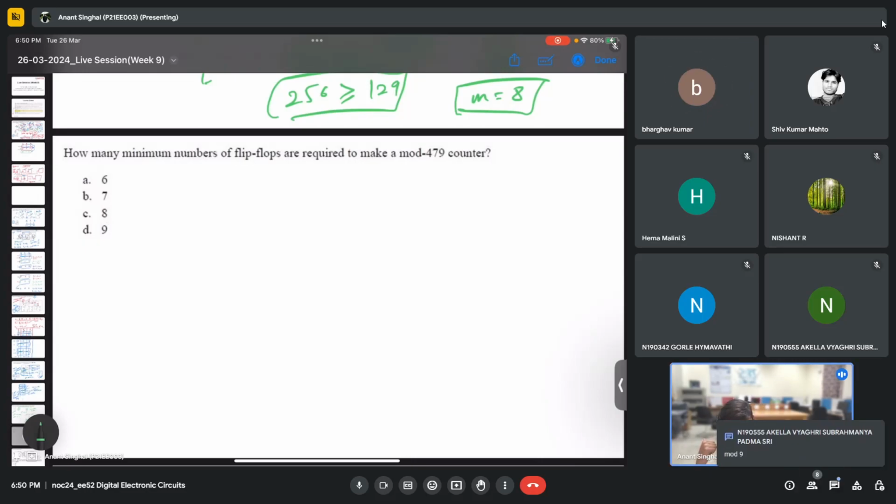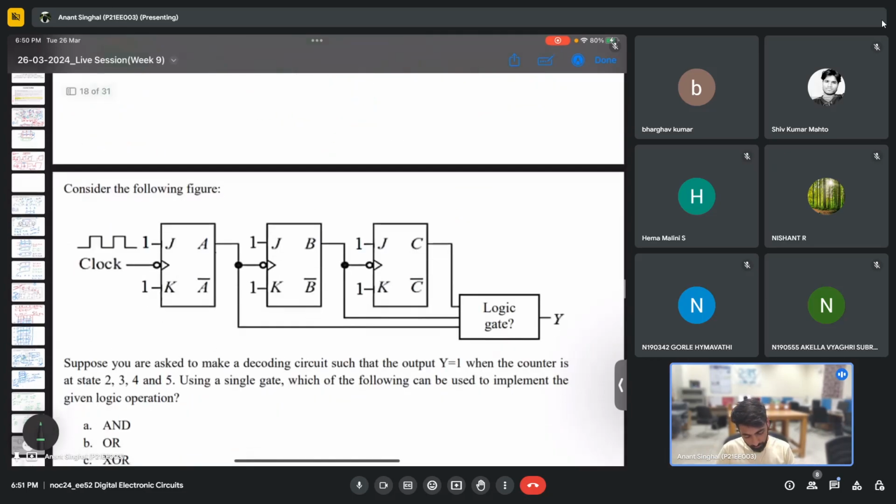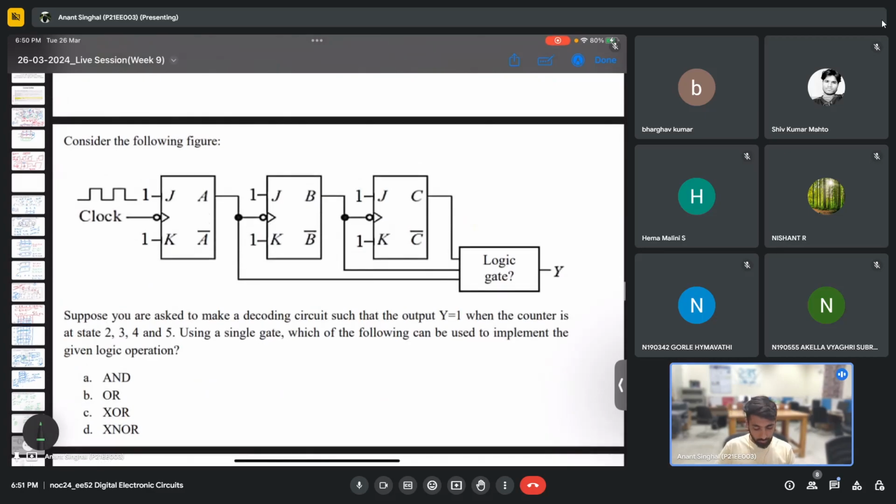Okay, so again, 2 raised to the power m should be greater than or equal to n. We have already done the calculation till 8, I guess. 2 raised to the power 8 was 256, which is not greater than 479, and 2 to the power 9 is 512, which is greater than 479. So yeah, 9 is the answer. So let's proceed ahead. Again, this is a similar problem as we have done previously. Maybe you can try it out in 2 minutes and then I'll solve it.